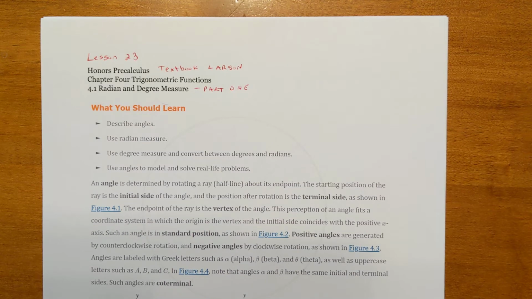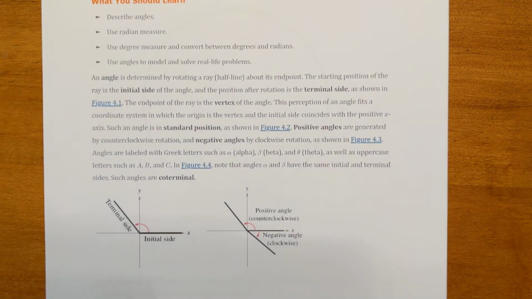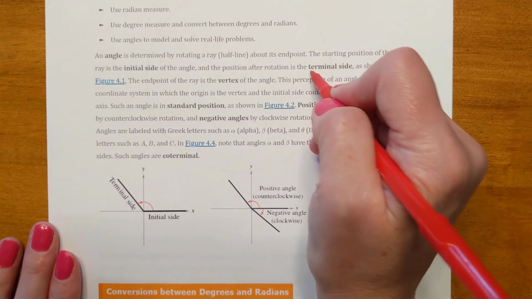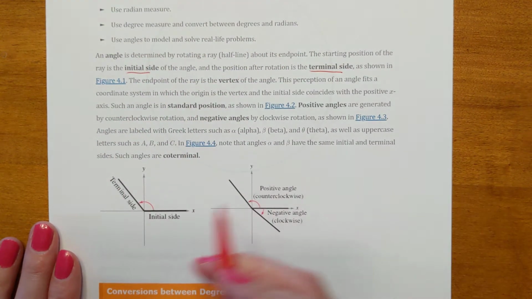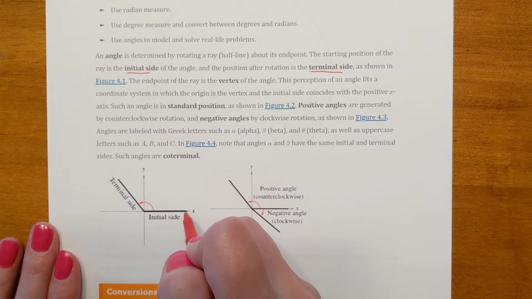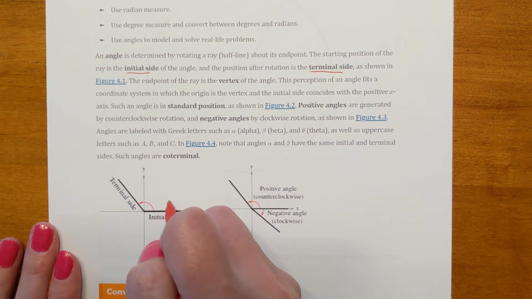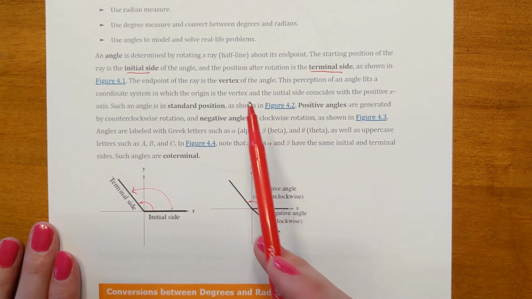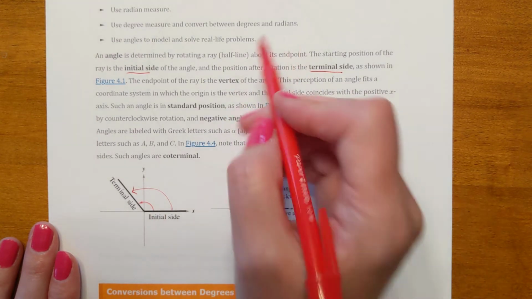The next part of it, we're going to use angles to model and solve real-life problems in part 2. So, looking over here, an angle is determined by rotating a ray about its endpoint. The starting position of the ray is called the initial side of the angle, and the position after the rotation is called the terminal side. All right, so down here we have an initial side for the angle and we have a terminal side. So after we take this line and we sweep it around, we have an angle. The endpoint of the ray is called the vertex.